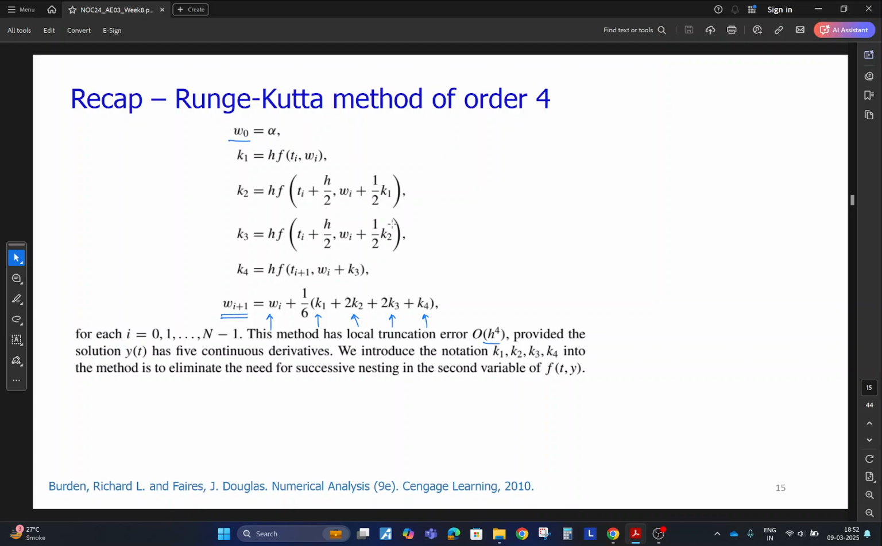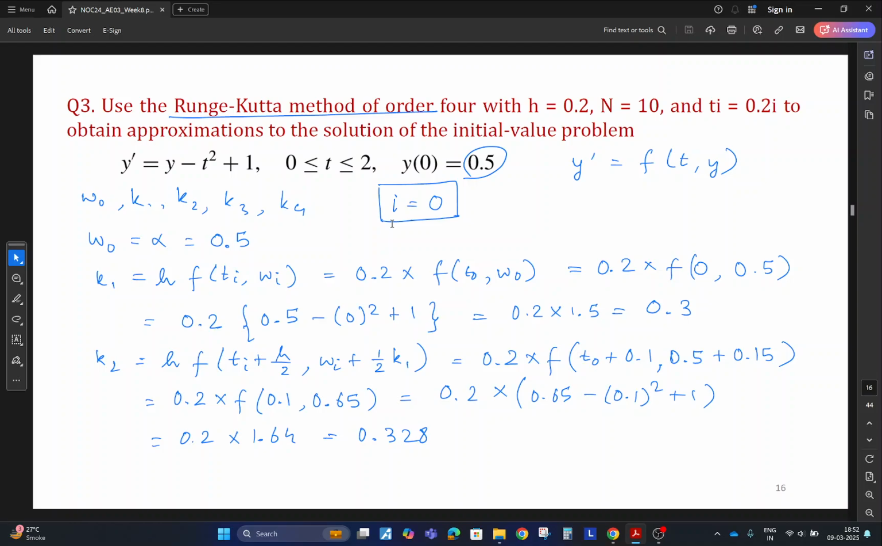Further, we introduce the notation k1, k2, k3, k4 into the method to eliminate the need for successive nesting in the second variable of the function, as a function of time and the space variable y.